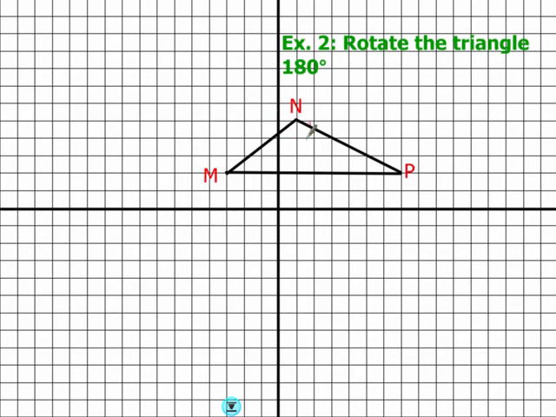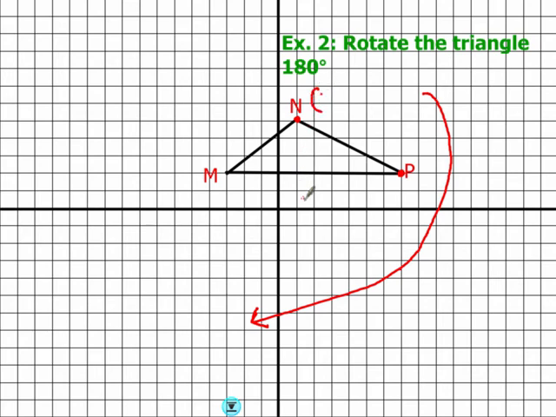It says rotate this triangle 180 degrees. Now remember, 180 degrees, it doesn't matter which direction we go, we're going to end up in the same place. So if I think about this, I know I'm going to go 90, 180. So I'm going to end up over here. Now notice I have these 2 points, N and P. They're both in the same quadrant, so they're going to end up over here. We'll deal with M here in a minute. All right, so let's take a look at N.